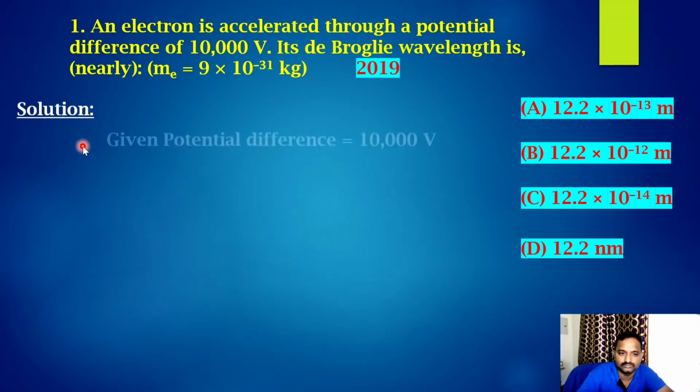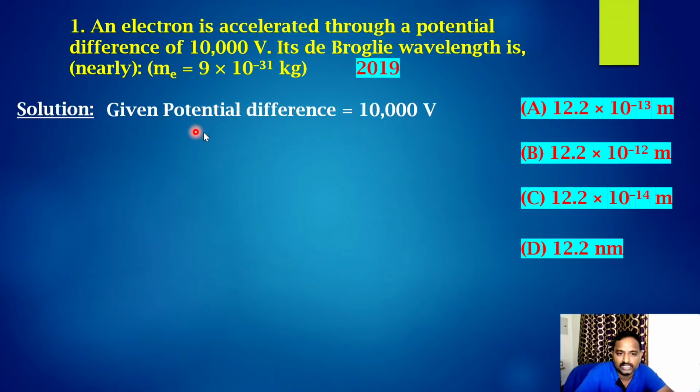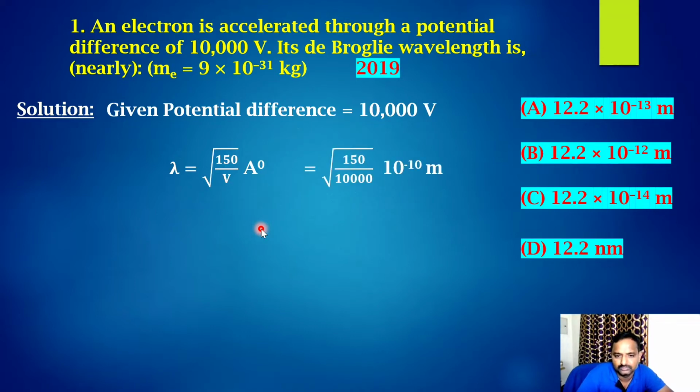Solution. Given potential difference is equal to 10,000 volt. So we have the formula for de Broglie wavelength in terms of potential difference, that is lambda is equal to root over 150 by V Angstrom. So that is equal to root over 150 by V, means 10,000 volt, into Angstrom, means 10 power minus 10 meter.